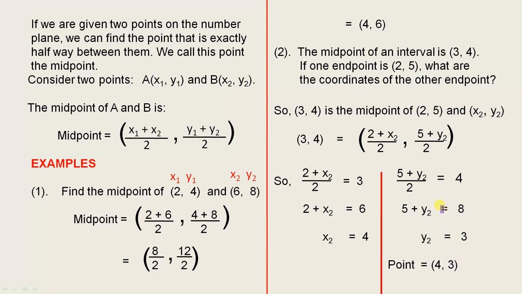So what we're saying is, one of the endpoints is 2, 5, the other endpoint is 4, 3, and the midpoint of those two endpoints is 3, 4.